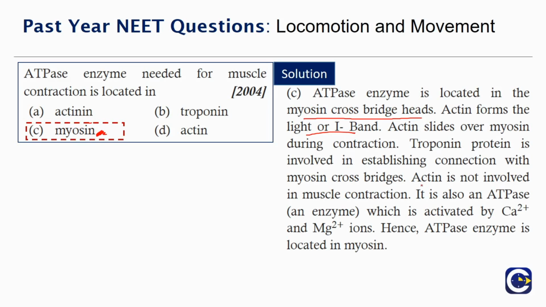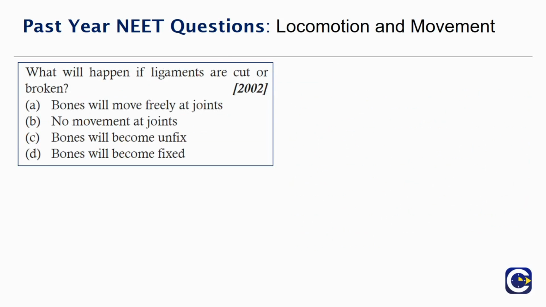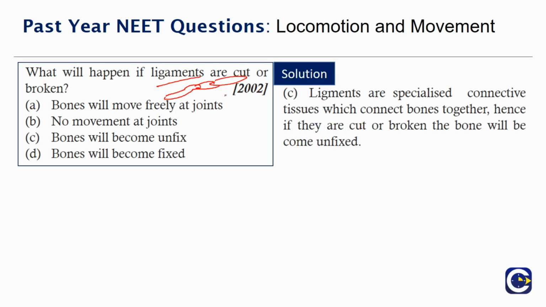So moving on to the next question. What will happen if ligaments are cut or broken? Bones will move freely at joints, no movements at the joints, bone will become unfixed, bones will become fixed. We know ligaments are connecting tissue between the bones. So when they connect two bones, they are called ligaments. So if a ligament is cut, what will happen? The bone will become unfixed. So that is, the bone to bone joint will not be there.